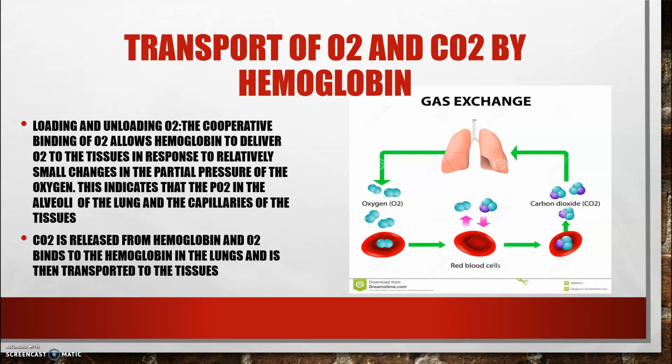Transport of O2 and CO2 by hemoglobin. Loading and unloading of oxygen. The cooperative binding of oxygen allows hemoglobin to deliver oxygen to the tissues in response to relatively small changes in the partial pressure of the oxygen. This indicates the PO2 in the alveoli of the lung and the capillaries of the tissues. CO2 is released from the hemoglobin and O2 binds to the hemoglobin in the lungs, and therefore it is transported to the tissues in the body that need the oxygen.